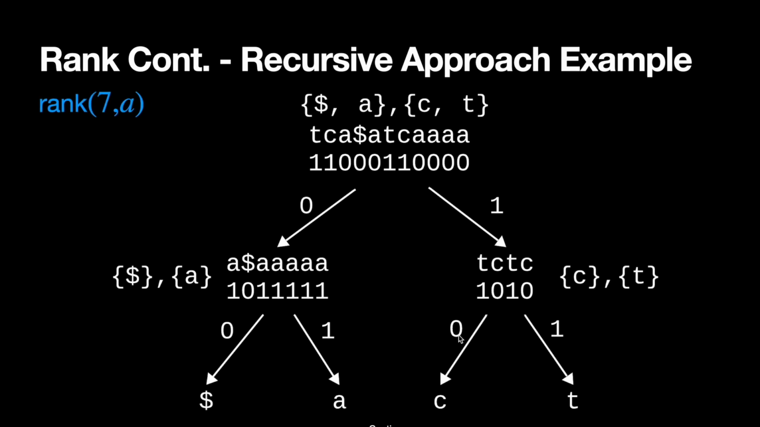So suppose we want to compute rank with parameters 7 and A. So we want to know how many A's occur up to position 7.